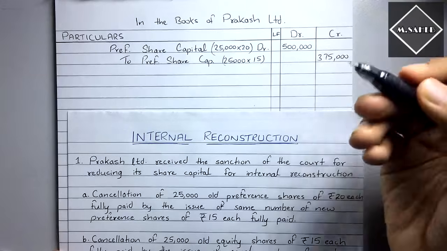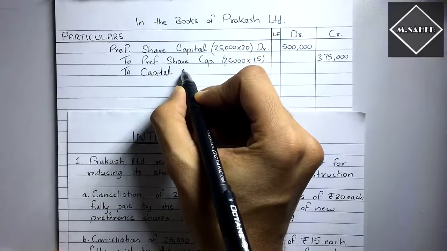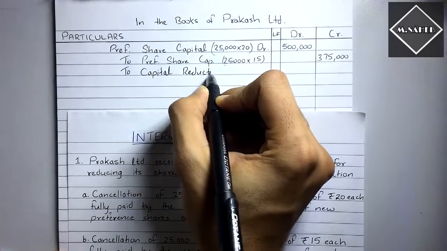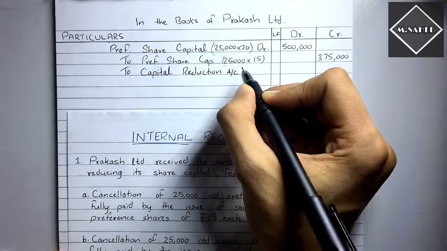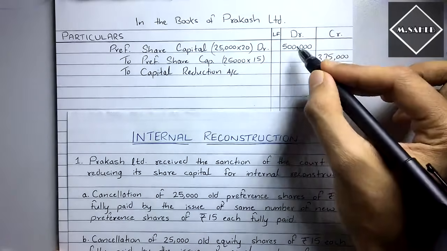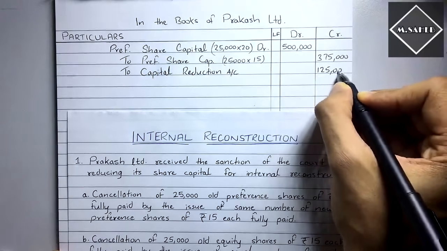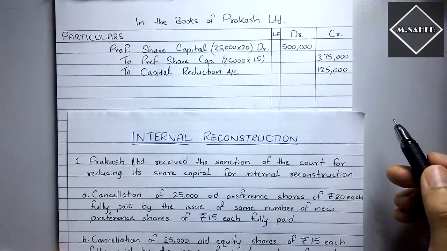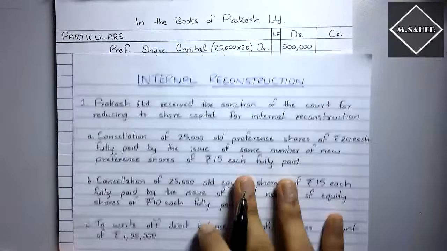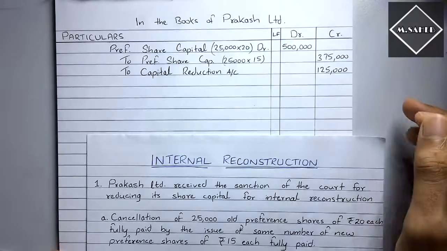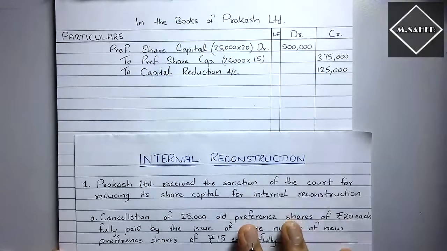Now how much did the company gain by reducing the share capital? That is a gain for the company, so that gain will go to the capital reduction account. This temporary account is opened to do internal reconstruction. So 5 lakh minus 3,75,000 is equal to 1,25,000. It will go to the capital reduction account. All the gains will go to the capital reduction account. Now the narration you can write on your own, it's not important, you can write it by seeing the question only.